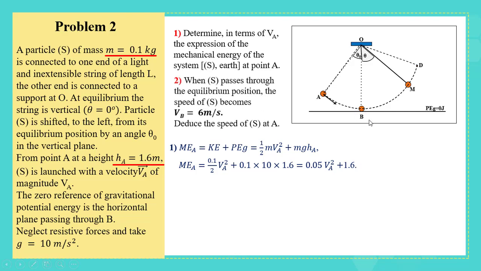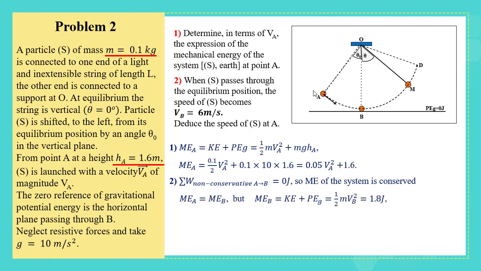Part 2. When S passes through the equilibrium position, the speed of S becomes VB equal to 6 meters per second. Deduce the speed VA. What's the relation between VA and VB? Neglecting the resistive forces, it means mechanical energy is conserved. We should find the difference between mechanical energy between two instants. We should start with the sum of non-conservative forces is 0, then the mechanical energy of the system is conserved.